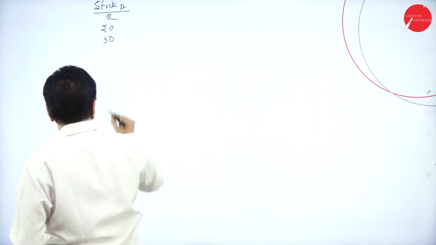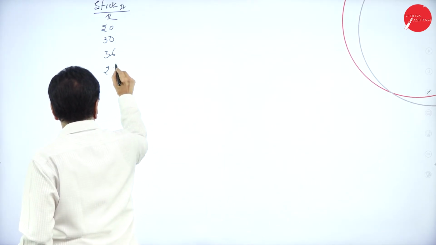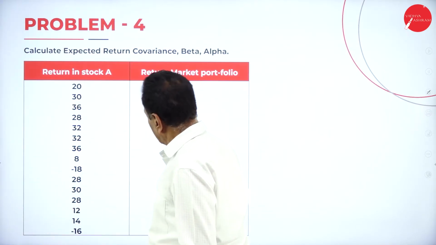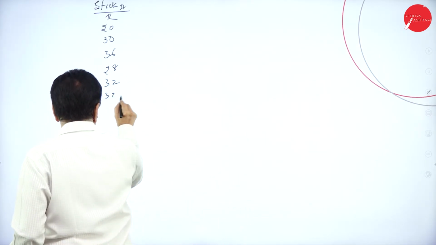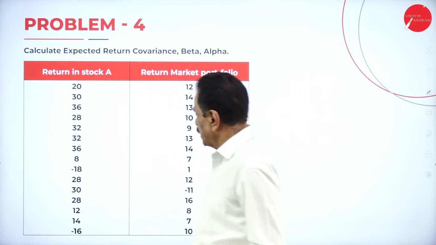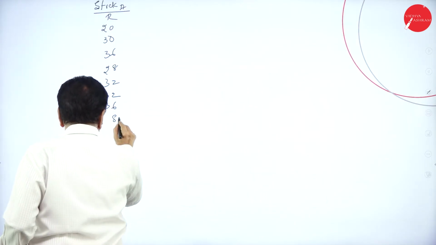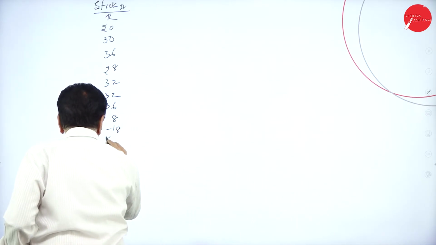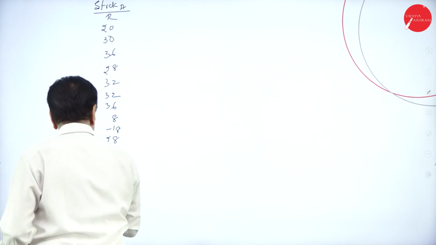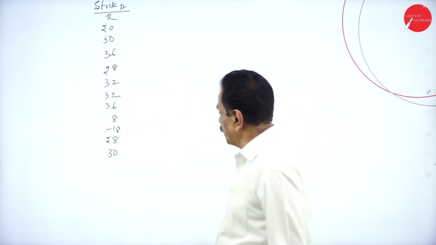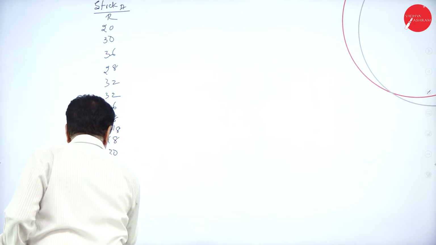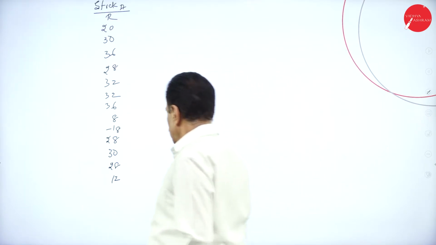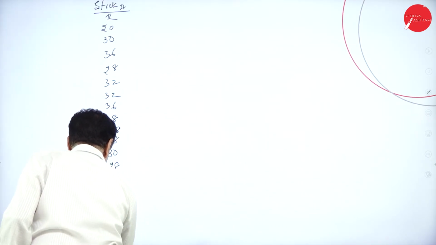Stock A returns: 20, 30, 36, 28, 32, 32, 36, 8, minus 18, 28, 30, 28, 12, 14, minus 16.